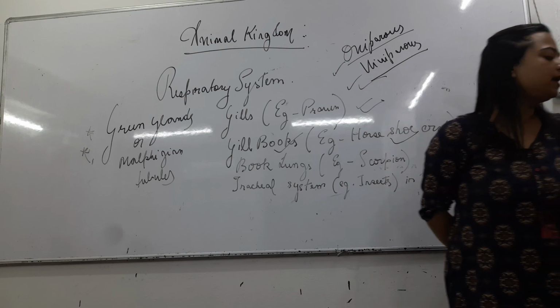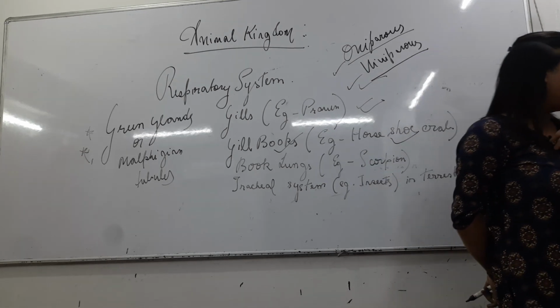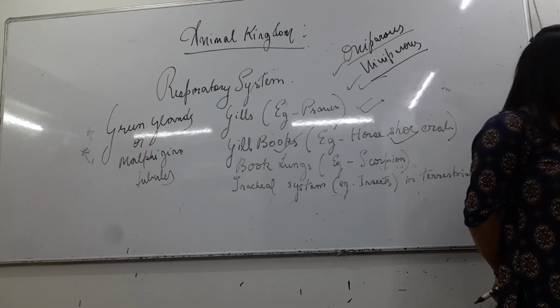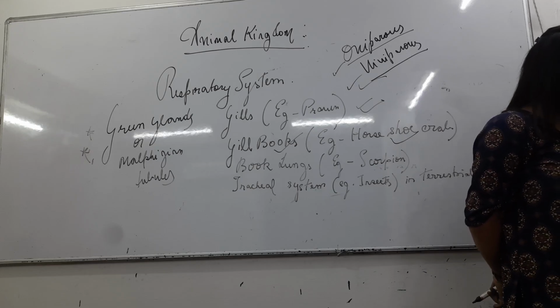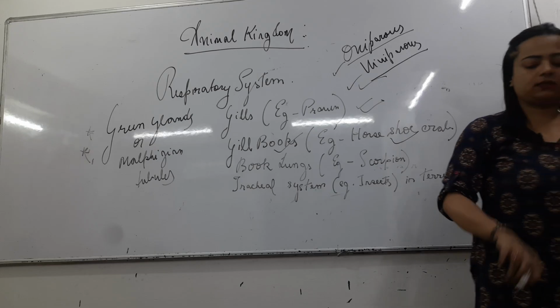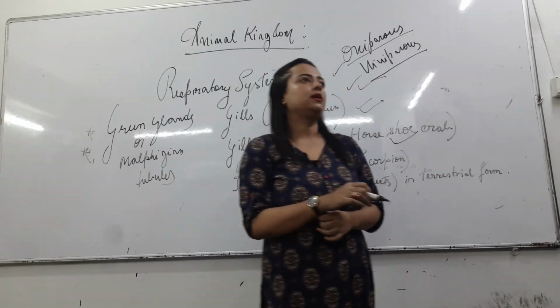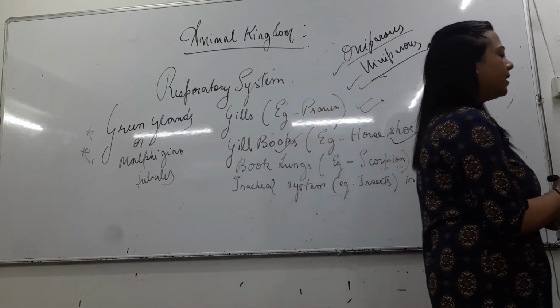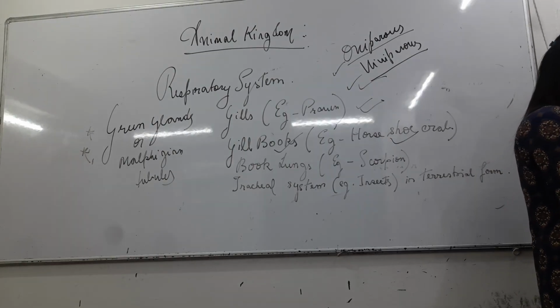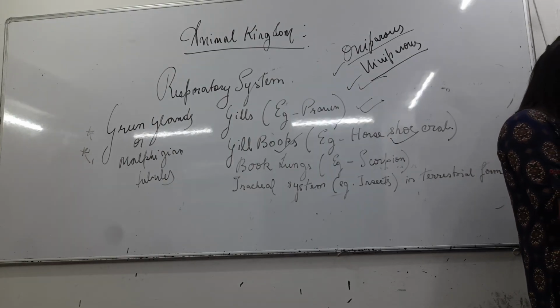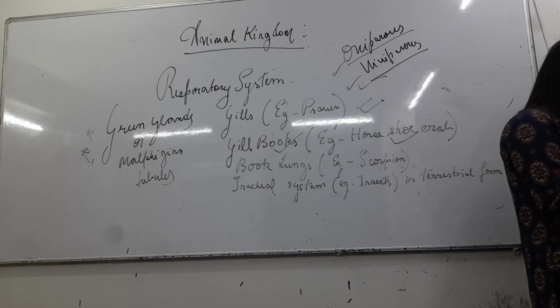Next point: in many arthropods development is direct, and the young ones resemble the adult, meaning they are similar to the adult.